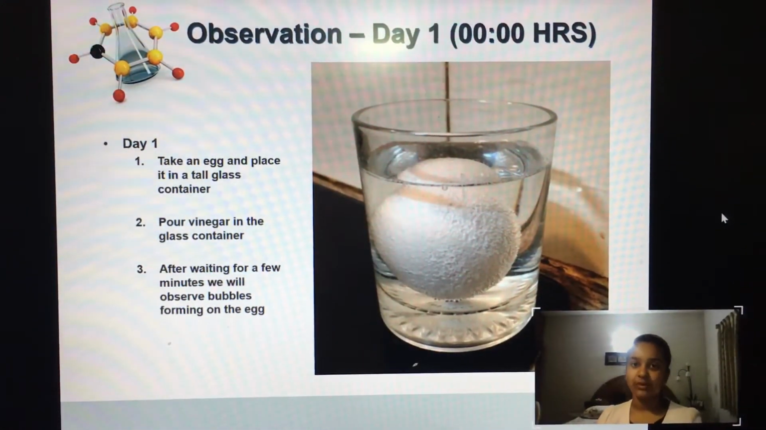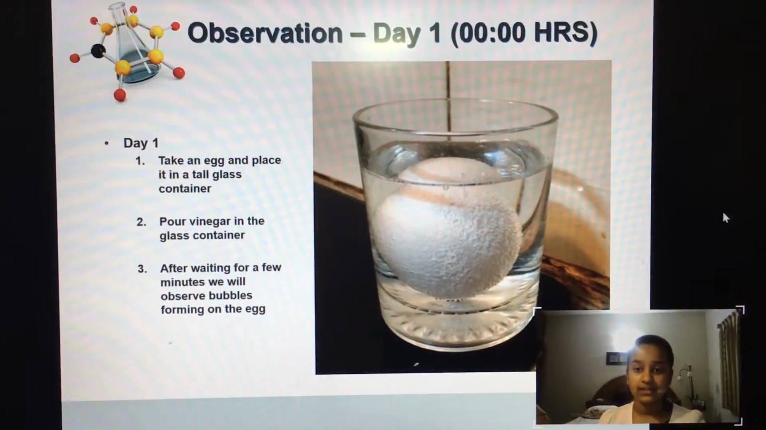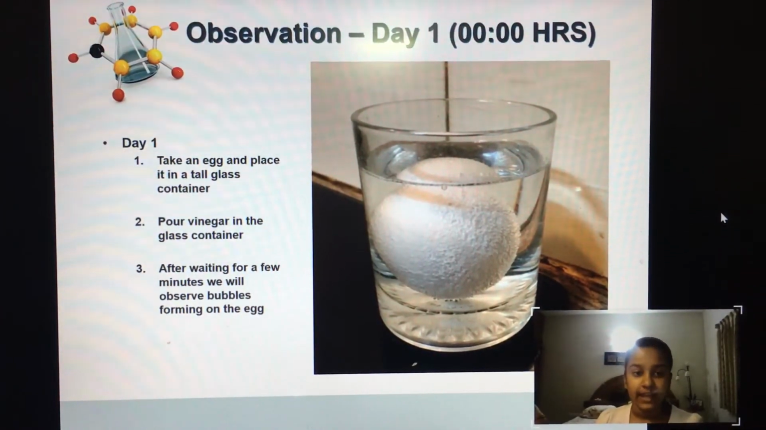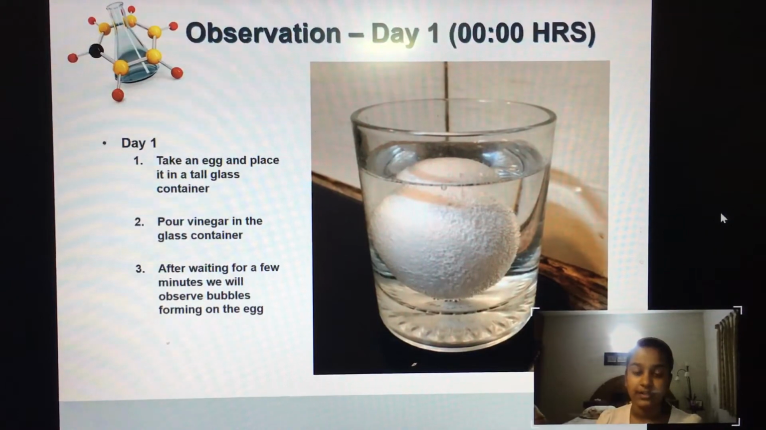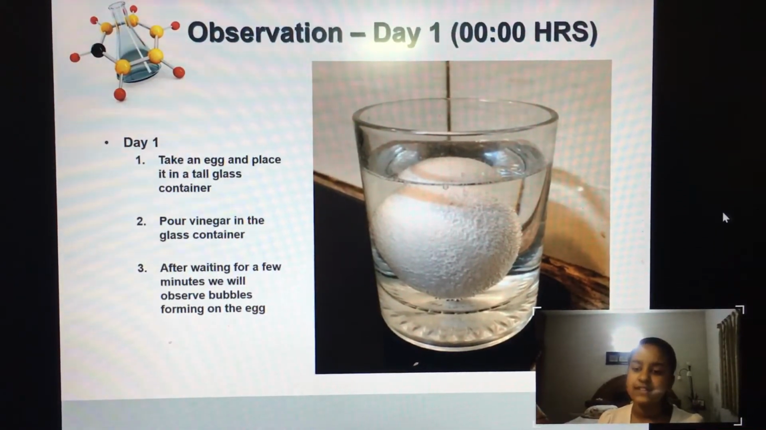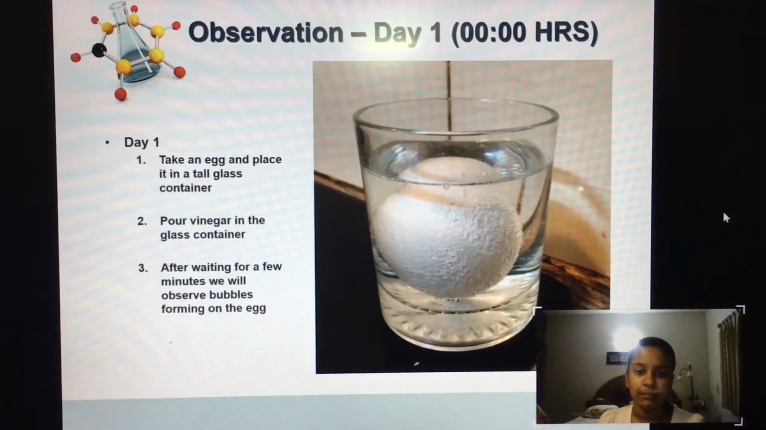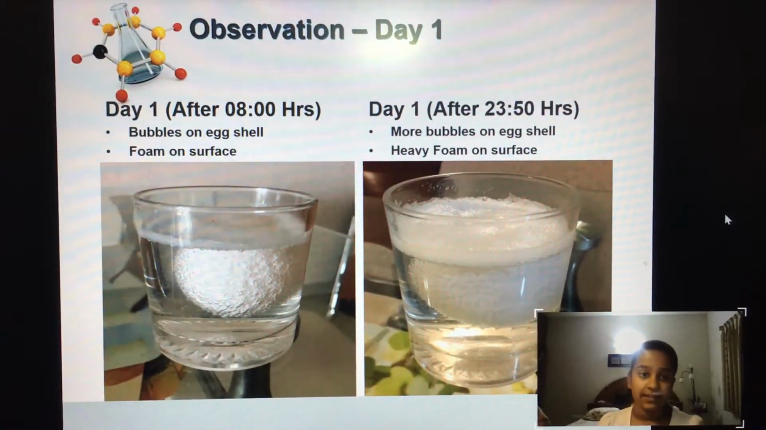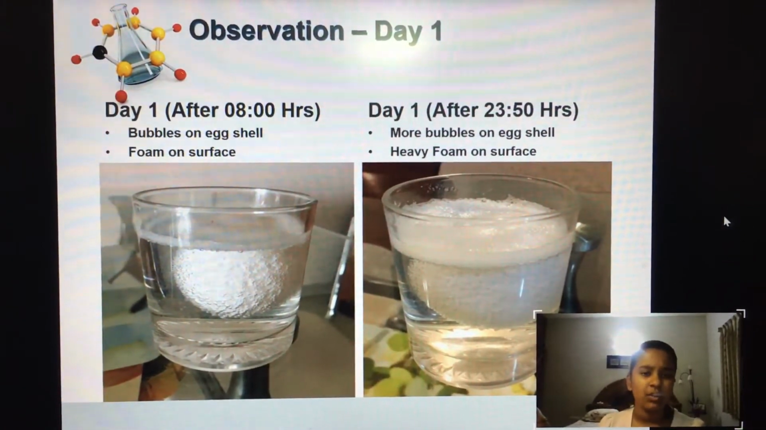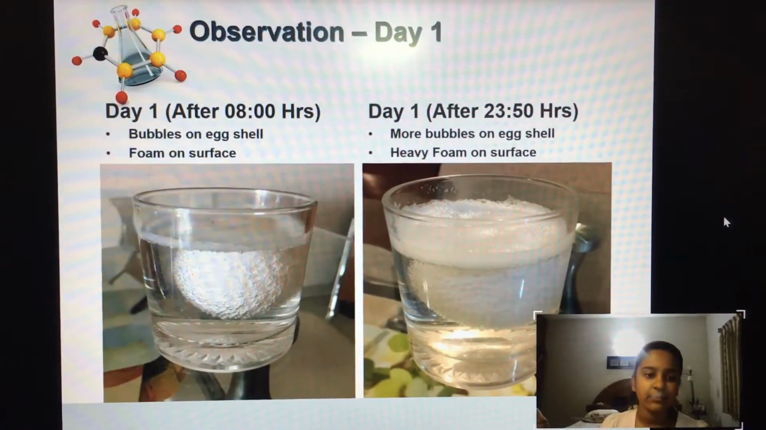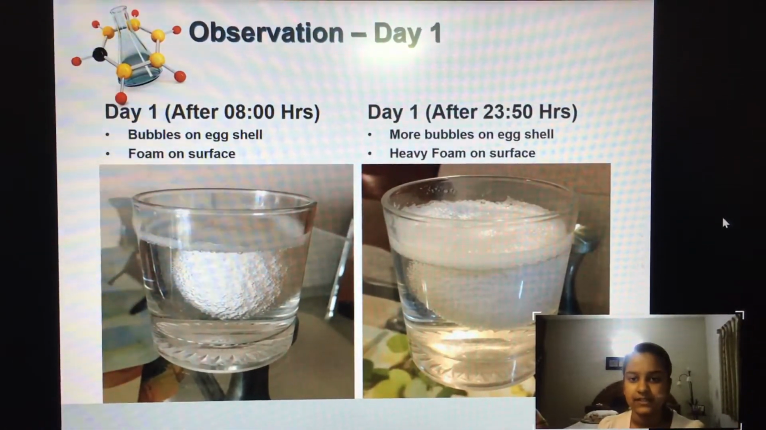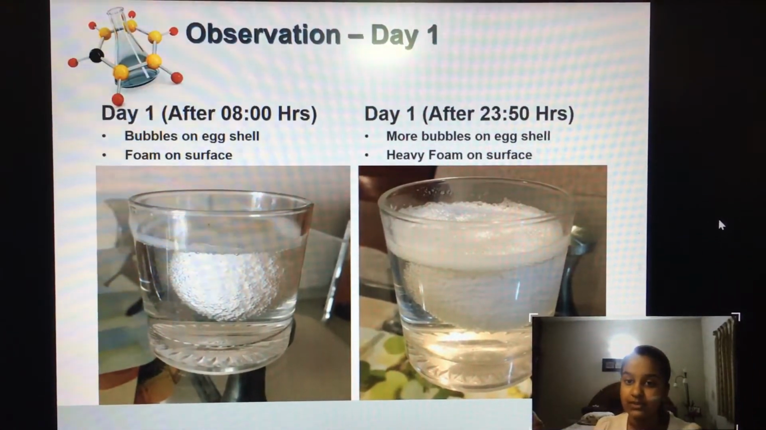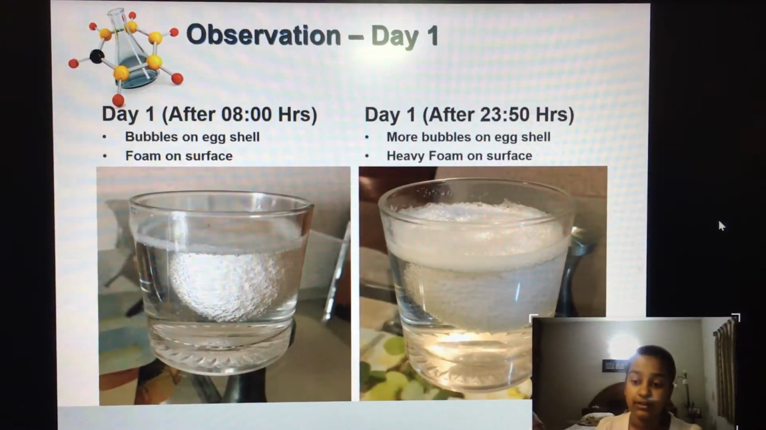My observation on day 1. We took an egg and placed it in a tall jar container and poured the vinegar. After some time, we saw that there were bubbles on the egg, which was surprising. The same day, after 8 hours, we saw a lot of bubbles on the egg surface and a little foam on the surface. After approximately 24 hours, we saw more bubbles on the eggshell and heavy foam on the surface.